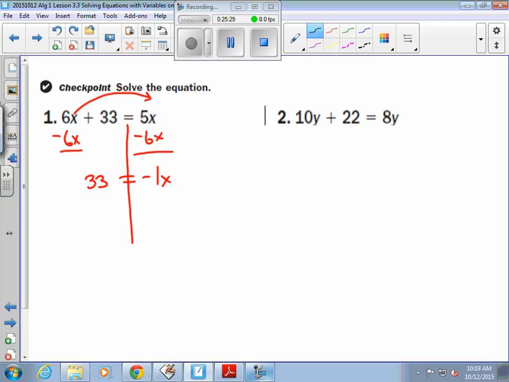And then get x by itself by undoing negative 1 times x by dividing by negative 1. If you divide the right, divide the left. 33 divided by negative 1 is negative 33. So x is negative 33.